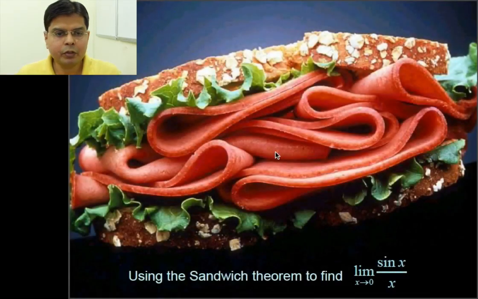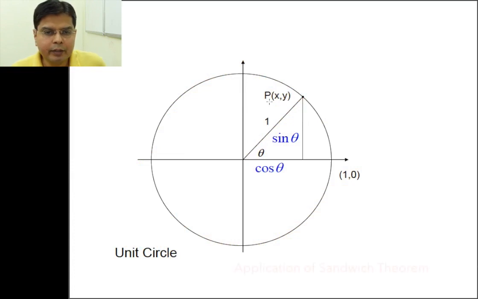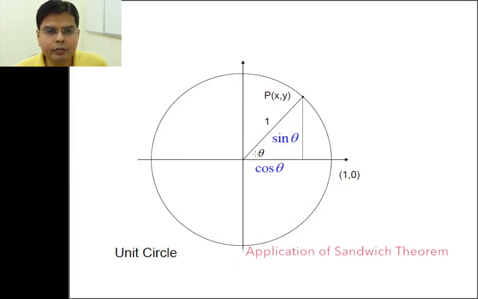Now I will be discussing one very important application of this sandwich theorem. I will use this sandwich theorem to find the limit as x tends to 0 of sin x by x. So for deriving this limit, let's draw a unit circle. This is of radius 1 and let this angle be theta.